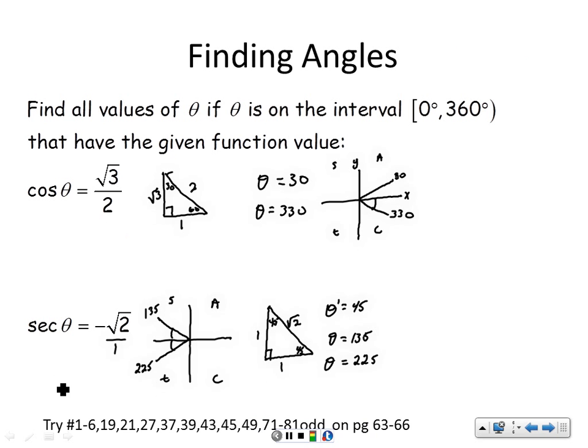Alright, so what I would like you to do is try these problems on page 63 through 66. If you have problems, look back in the video, look in your book, or bring them into class and we'll work them in class.